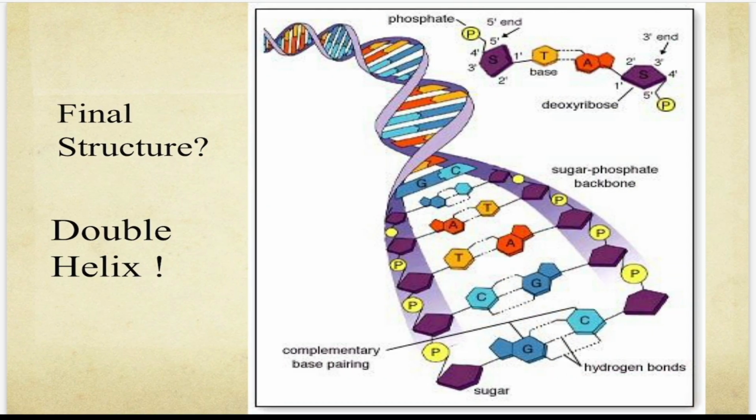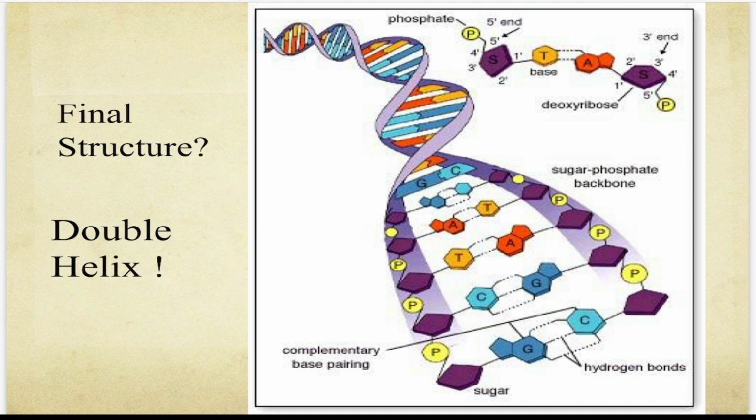So the final structure then, and this is what you guys built in class, here's your sugar, here's your sugar, here's your phosphate, here's your base. Sugar, phosphate, base. Sugar, phosphate, base. So we're stringing together nucleotides. There's my G, 3 bonds to a C. There's my T, 2 bonds to an A. We get the double helix.